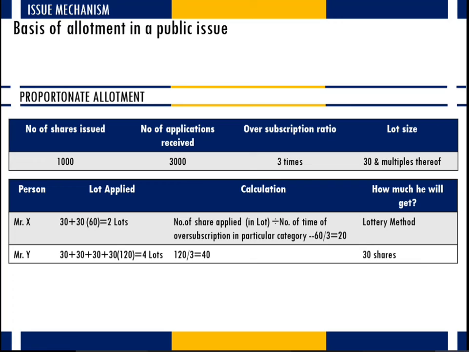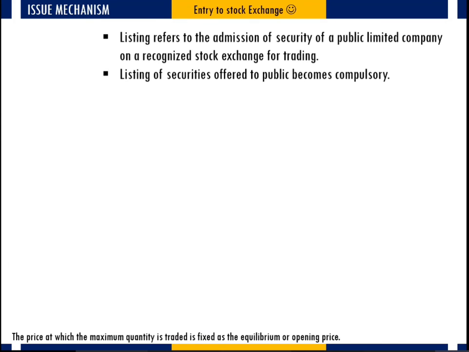But let's say the next investor has applied for 4 lots, 120 shares. So 120 divided by the oversubscription ratio, he is entitled to get 40. But a company, as per the rules, has to issue either in lot or in multiples of lot, which means this guy will end up getting at least 30 shares. So this is how proportional allotment is done. And in case some odd shares are left out at the end, those odd shares are again allotted using the lottery method. So this is how the allotment of shares is done.